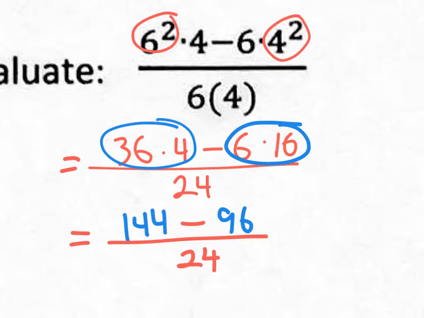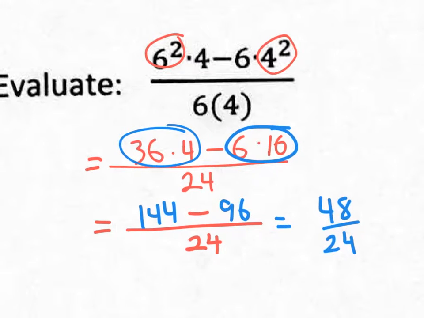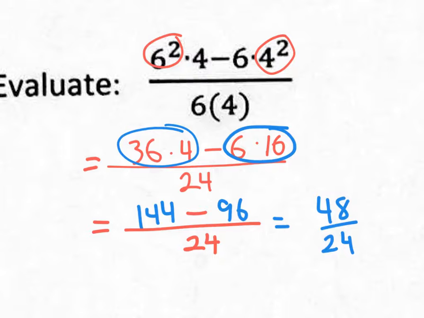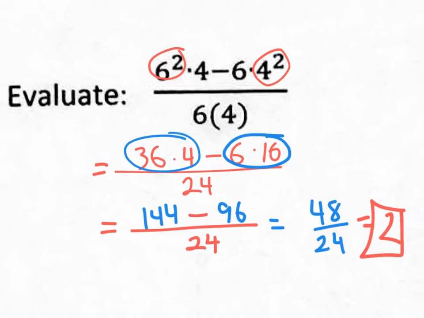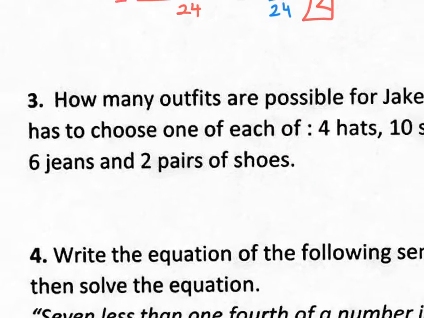So 144 take away 96 happens to be 48. So when I do the top, I'll get 48. And on the bottom, I have 24. All you got to do is divide 48 by 24 at the very end, and you will get your answer, which is 2. So the answer is 2. Ta-da! Piece of cake. Moving on. Let's not waste any time. Get as many questions in on this video.